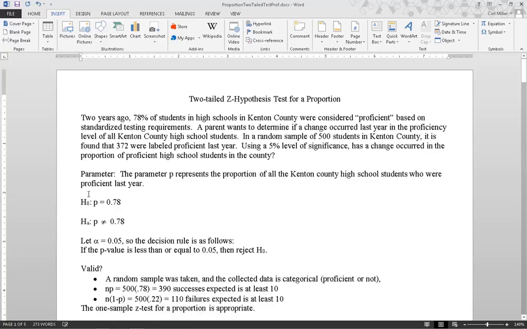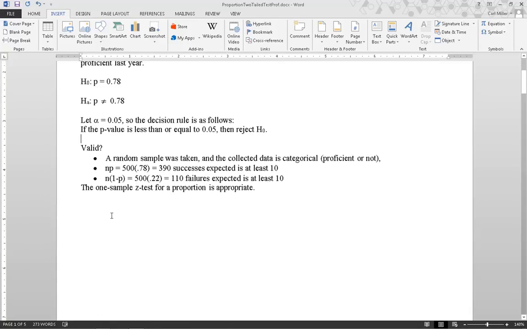Is this valid? A random sample was taken and the collected data is categorical. Are the students proficient or not? N times P is 500 times 0.78, which equals 390 successes that are expected, and that does meet the at least 10 requirement. And N times 1 minus P equals 500 times 0.22, which equals 110 failures expected, and that also meets the at least 10 requirement. So the one sample z-test for a proportion is appropriate.